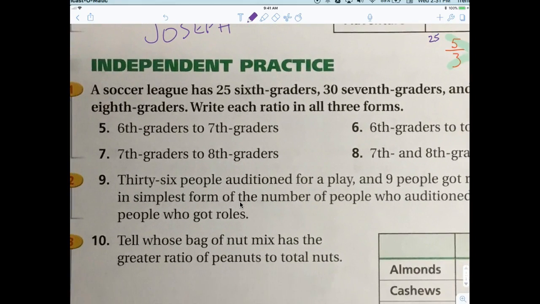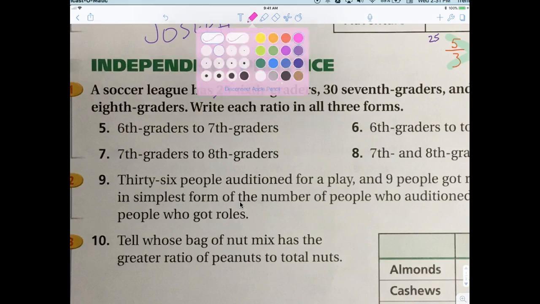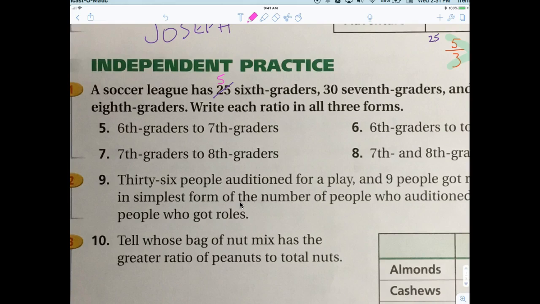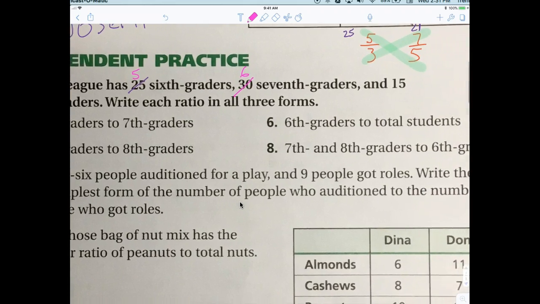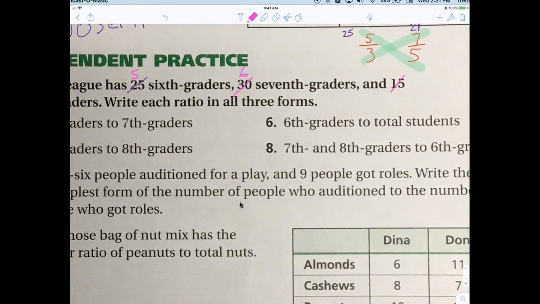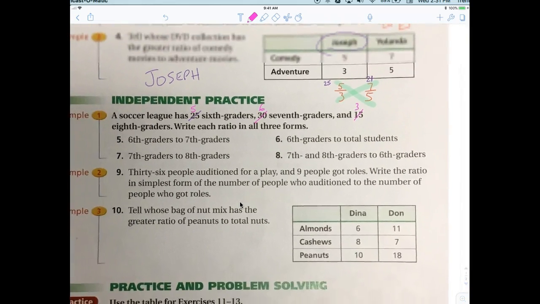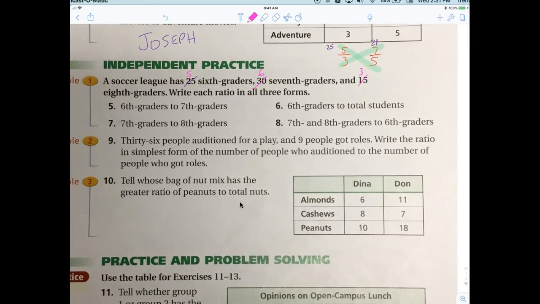So that's what I'm trying to help kids with right here. I could go ahead and make that a what? 5. Make this a what? 6. And make this a what? 3. And then I don't have to reduce it anymore. Does everybody see that? All right, so I like to tell kids to reduce first. But you got to reduce all of them or you can't reduce any of them. So what would it be, 6th to 7th? 5 to 6. 5 over 6.